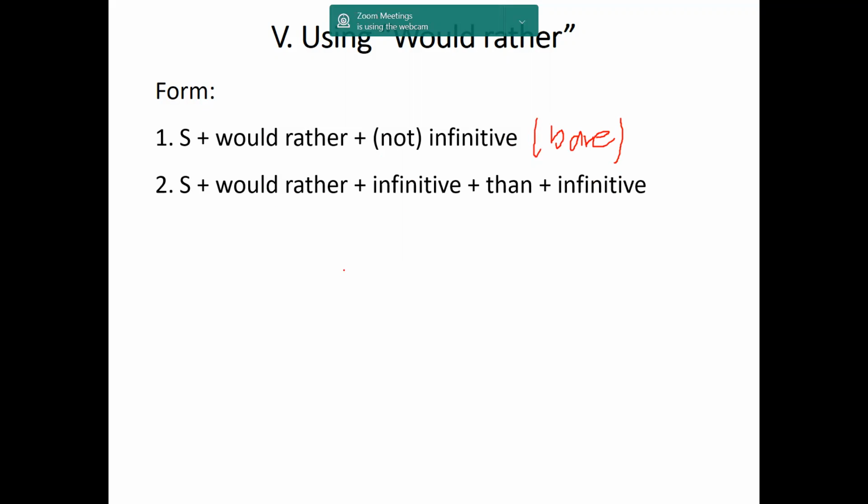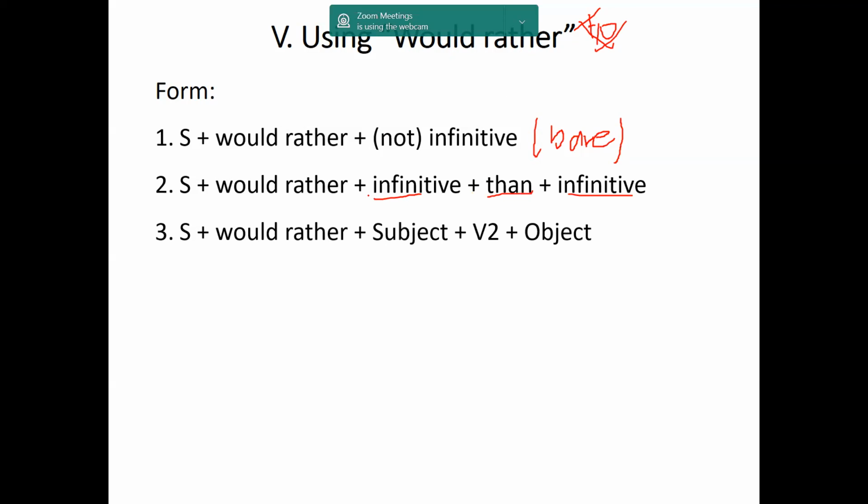And then for number two, subject plus would rather plus infinitive, then infinitive. If you want to compare one infinitive to another infinitive, we don't use the word to like in prefer. With the verb prefer, if you want to compare, you use the word to. But here with would rather, we don't use to. We use then. Okay.